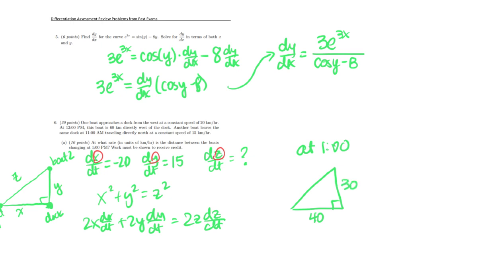Then I can use the Pythagorean theorem to find that third side. Since this looks like a 3, 4, 5 triangle, it's going to end up being 50. But if I didn't know that value, I could say 40 squared plus 30 squared equals z squared and solve for z.